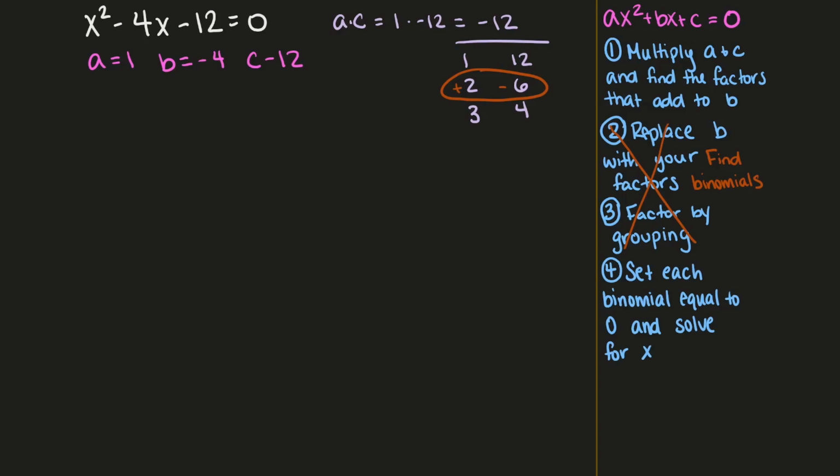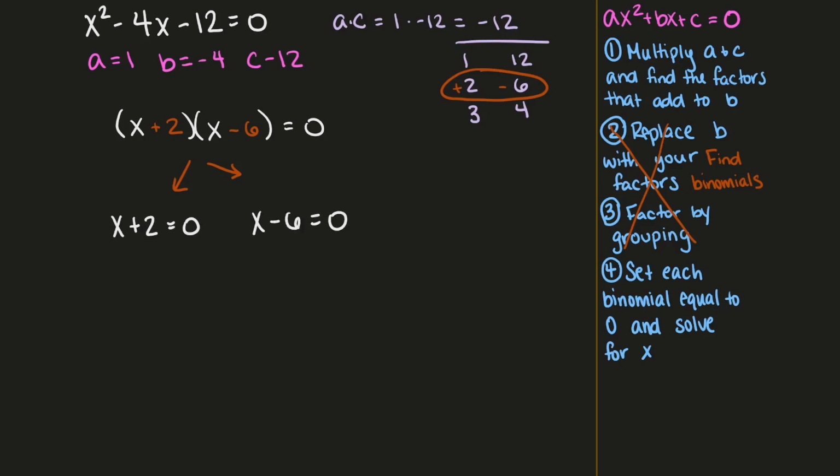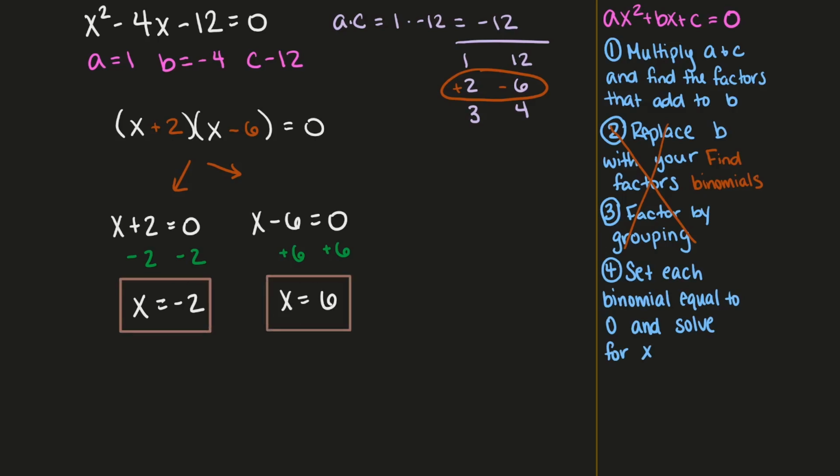So now we can find our binomials. We'll plug those two values in. So we'll have x plus 2 times x minus 6 equals 0. We can split that up into our two equations and solve for x. So x plus 2 equals 0 and x minus 6 equals 0. On our left side, we'll subtract 2 from both sides and get x equals negative 2. On our right side, we'll add 6 to both sides and we get x equals 6. So our answers here are negative 2 and 6.